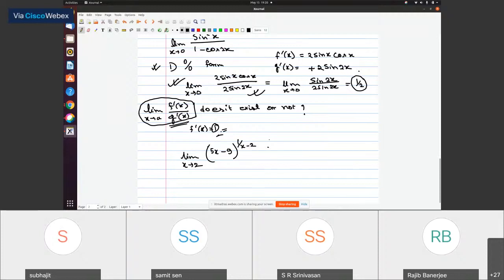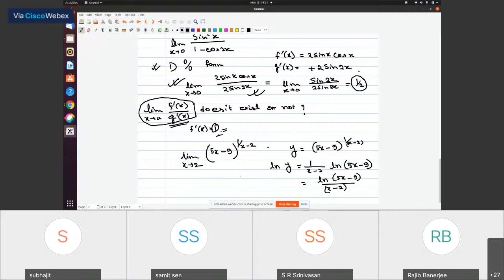One better way to check it: when there is some power, suppose this limit exists and I am taking it as y. So I take y equal to (5x minus 9) power 1 by x minus 2. If I take log on both sides, the log will bring the power in front, so I am getting this function for log y.